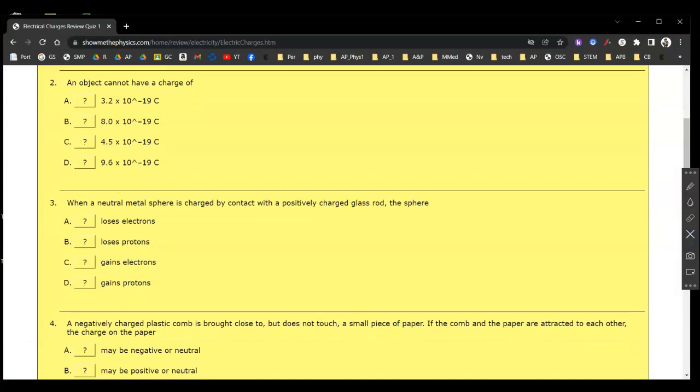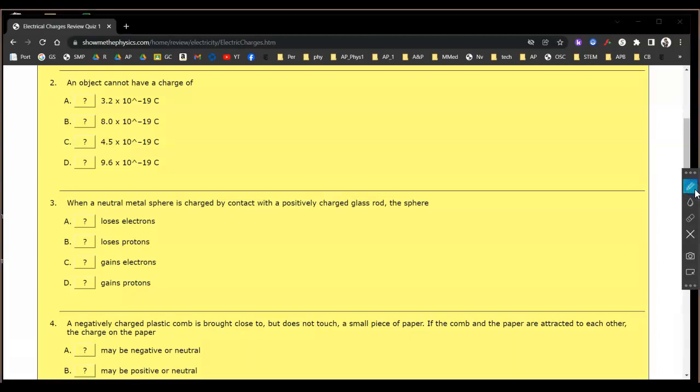When a neutral metal sphere is charged by contact with a positive glass rod, the sphere... So let's draw a picture. What's going on here? Neutral metal sphere, positive rod. It's good to draw a picture. What happens when that positive rod touches the sphere? The sphere will do what?